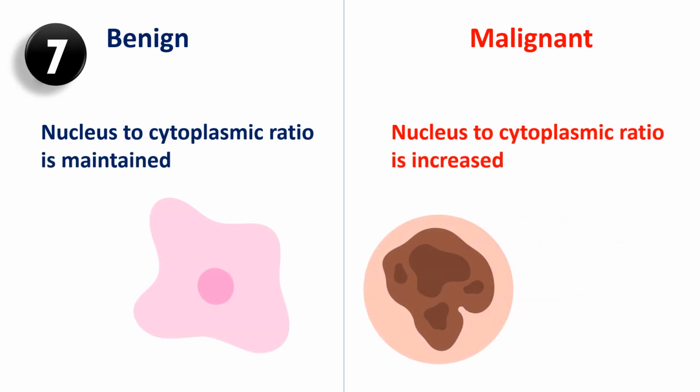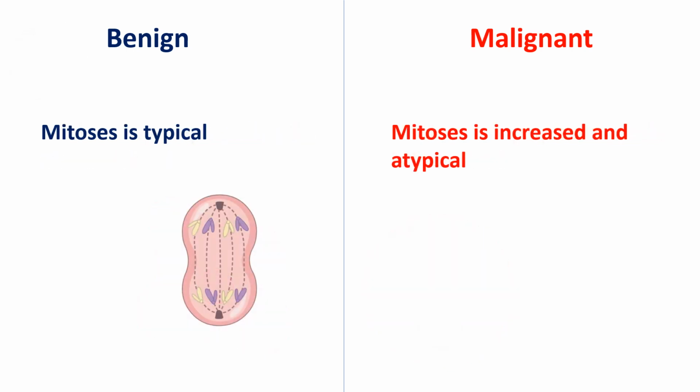In benign tumors, the nucleus to cytoplasmic ratio, also called NC ratio, is maintained, while in malignant tumors, the nucleus to cytoplasmic ratio is increased, which means that the nucleus becomes larger in comparison to the cytoplasm. In benign tumors, the mitosis is typical, which means the mitosis is bipolar, while in malignant tumors, the mitosis is increased as well as atypical. So the mitosis can be multipolar, it can be tripolar, tetrapolar, etc.